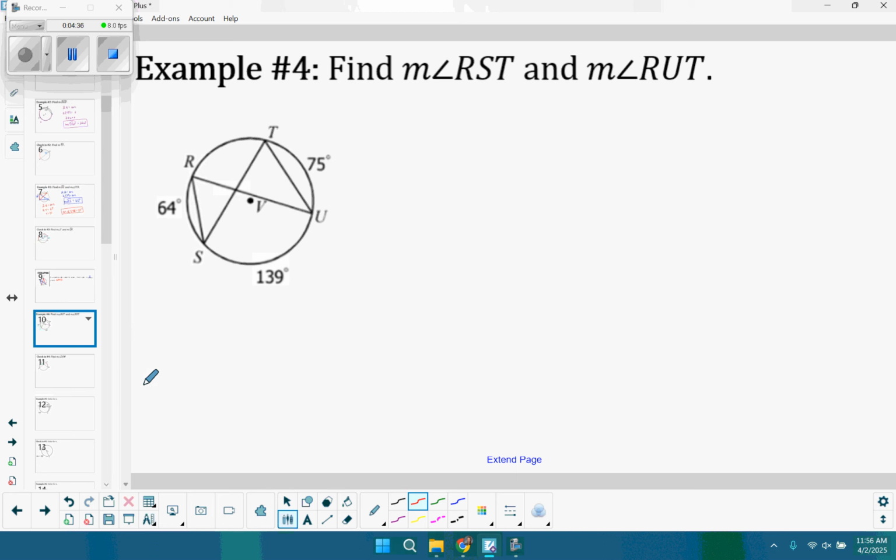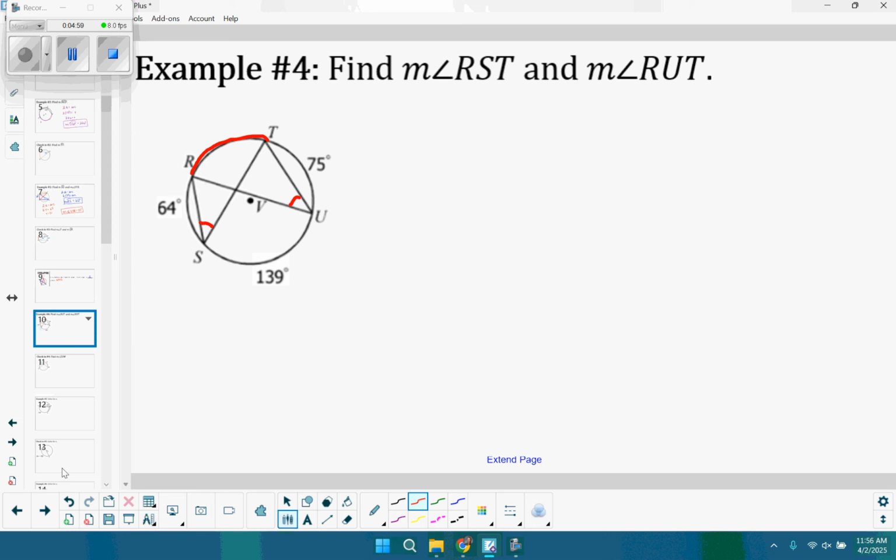So in example 4, we want to find the measures of both arc RST, so this one here, and angle RUT, so this one here. And since these 2 angles share the same arc, they will be congruent. So as soon as I know one, I know both. The problem is the arc that they're using is RT, and I don't currently know how long that is.